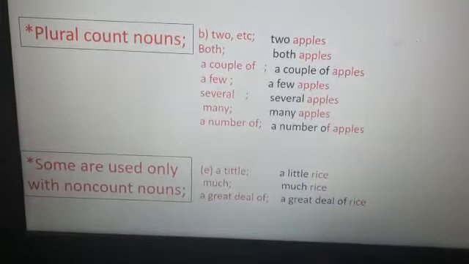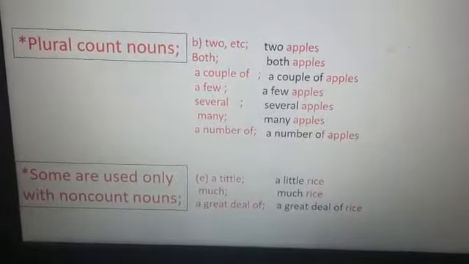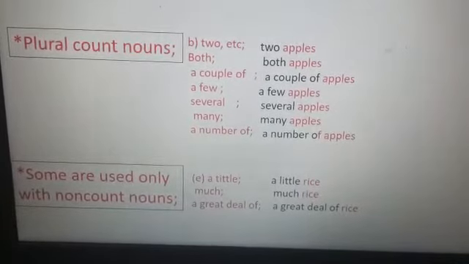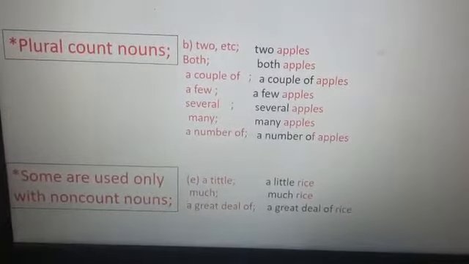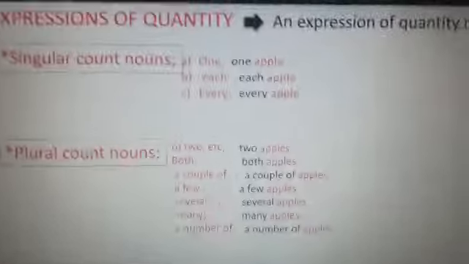Some are used only with non-count nouns. We use a little, much, a great deal of. For example, a little rice, much rice, a great deal of rice. Rice is an uncountable noun.